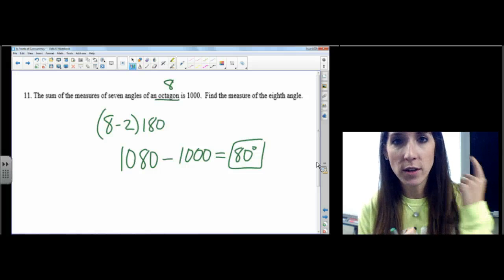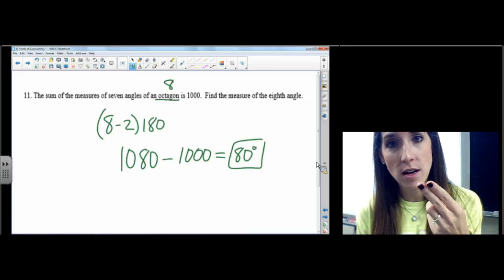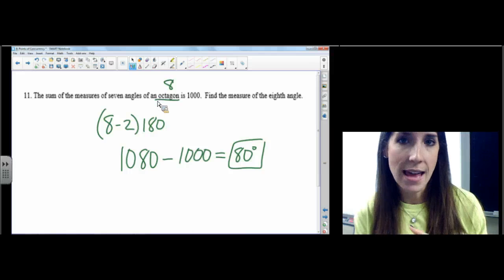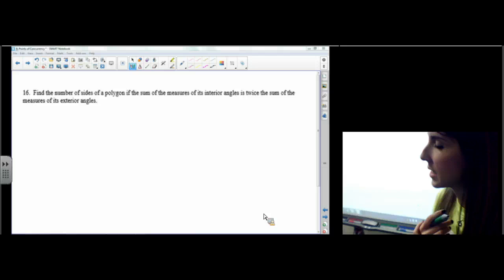So what did we do first? We found the sum of the interior angles, then we subtracted the ones we already knew, and that left us with the 8th angle. Okay. The next one we're going to look at is number 16.